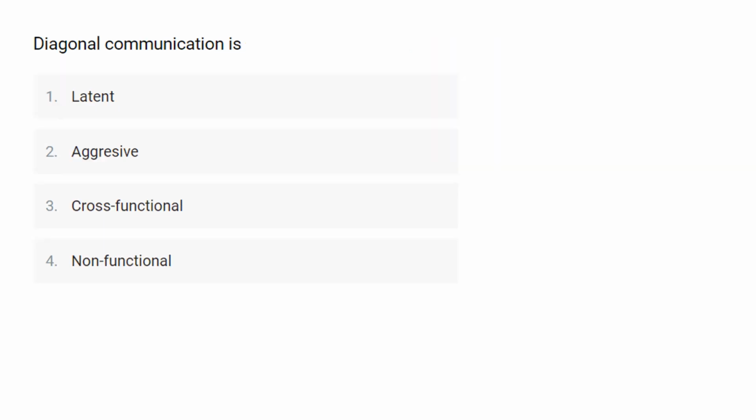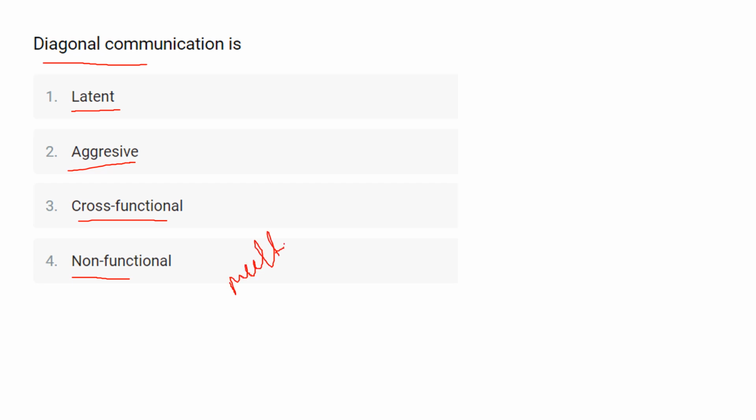Diagonal communication. In this question they ask you about diagonal communication, for which the first option is latent, the second is aggressive, the third is cross-functional, and the last is non-functional. The patterns of communication are called flows, and they are commonly classified according to the direction of interaction. That is downward, upward, horizontal, diagonal, and external. So the term diagonal communication refers to multi-directional communication.